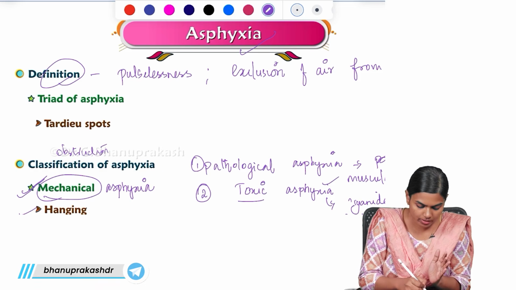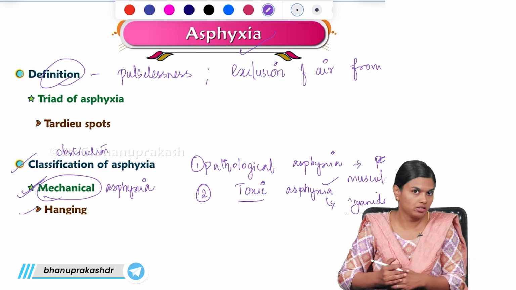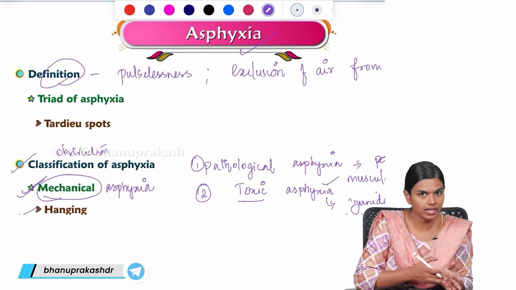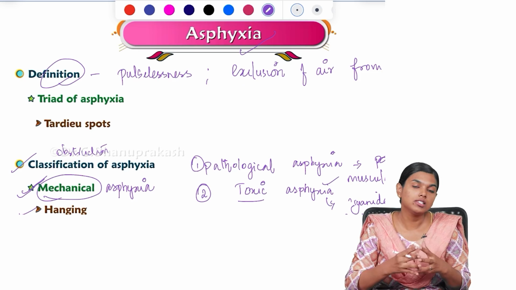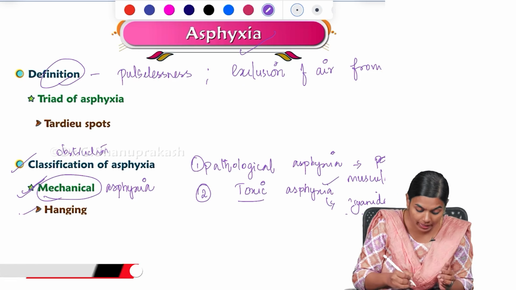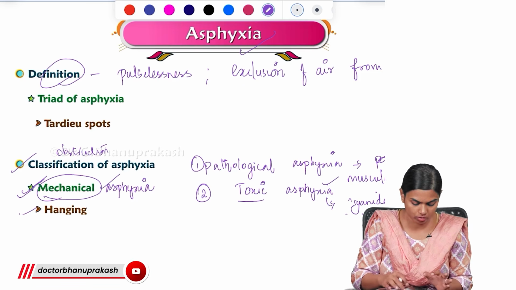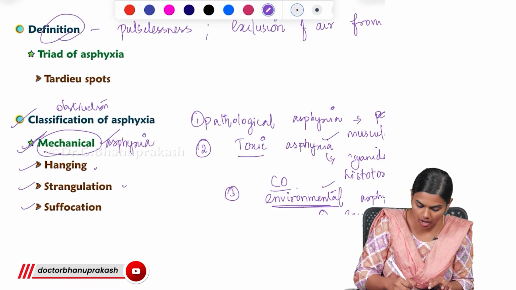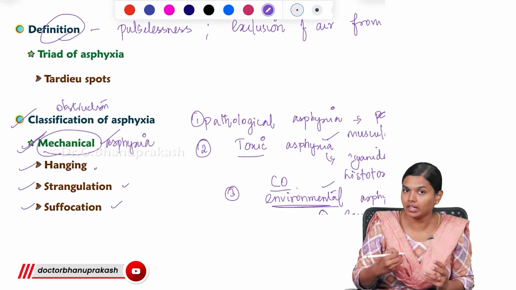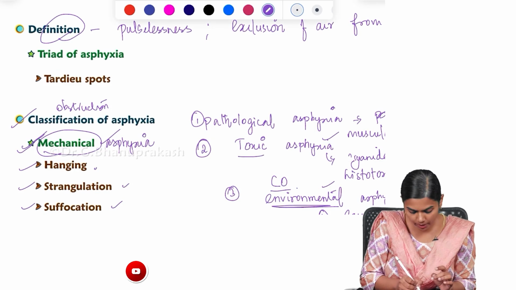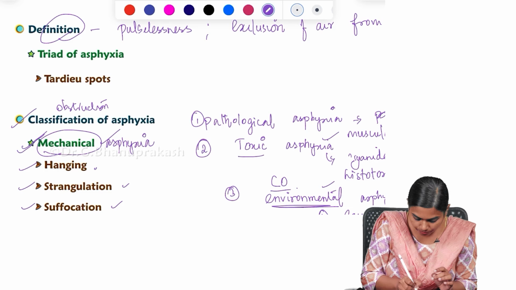So, when we say the classification of asphyxia, you have to say mechanical asphyxia, pathological asphyxia. And if we say what is the classification of mechanical asphyxia, you have to say it is hanging, strangulation, suffocation, postural asphyxia, traumatic asphyxia, and one more thing, that is drowning.